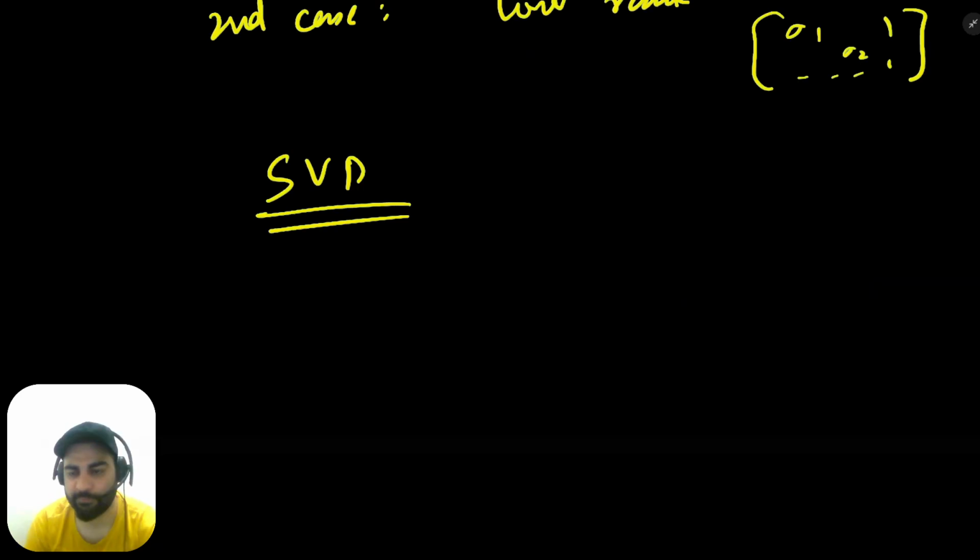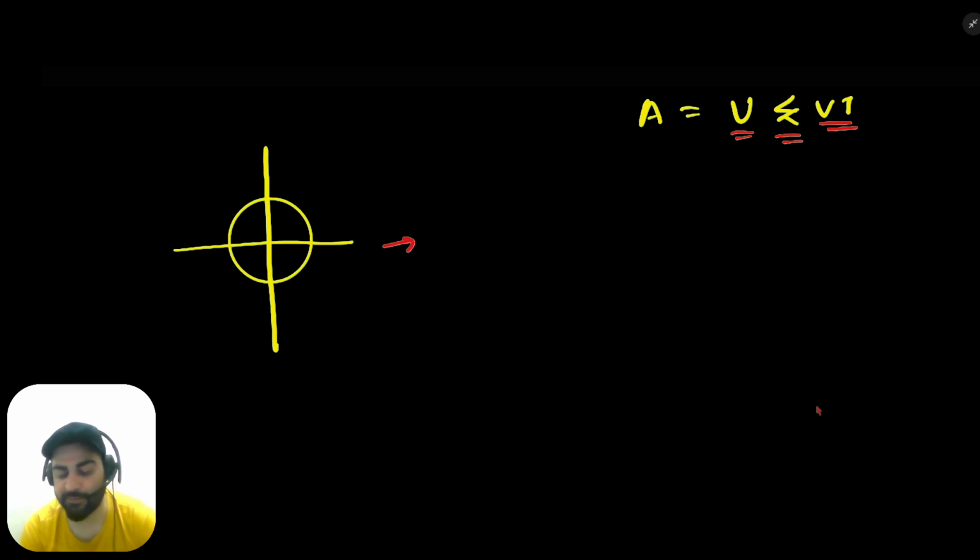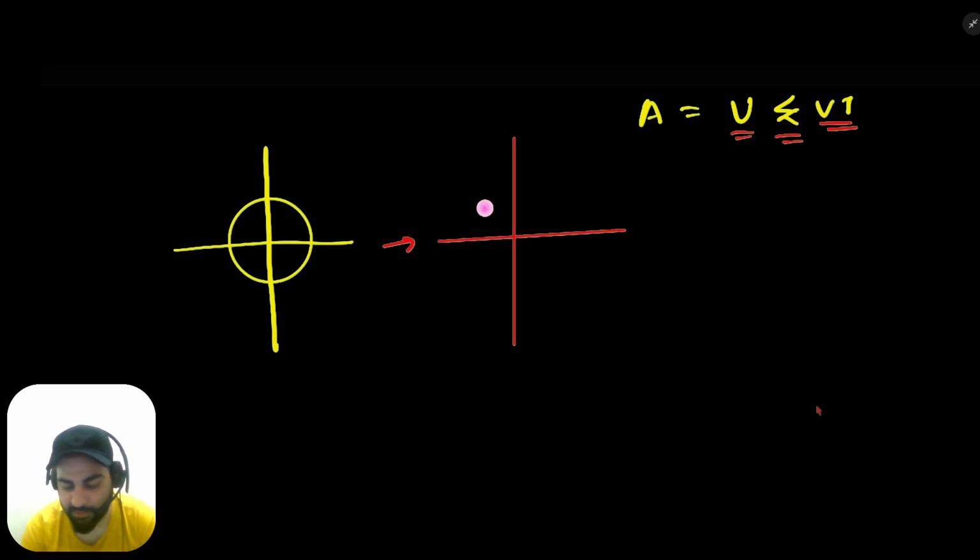Yes, sir. So let's suppose we have a circle like this. Okay, this is our circle. What I want to do is A is equal to U sigma V transpose. When you apply the transform, you will apply this V transpose first, then you will apply the sigma, and you will apply this U at the end. So what will happen by this V transpose? It will basically rotate the circle and change its basis.